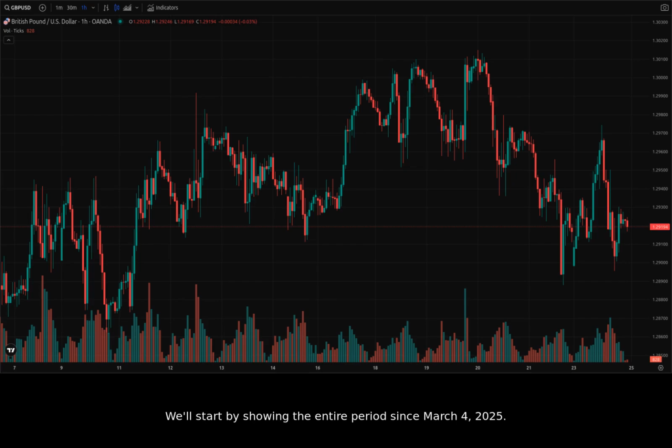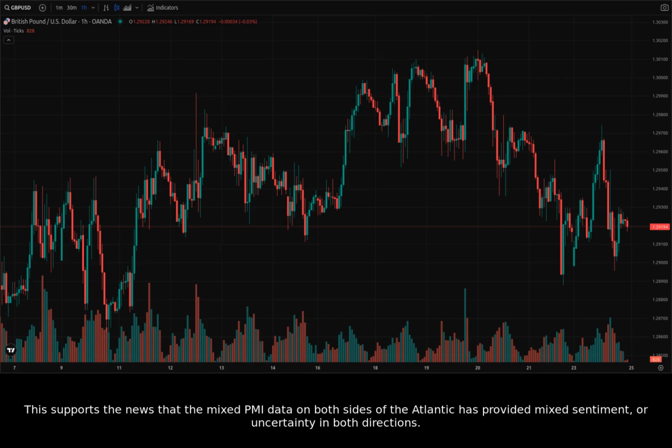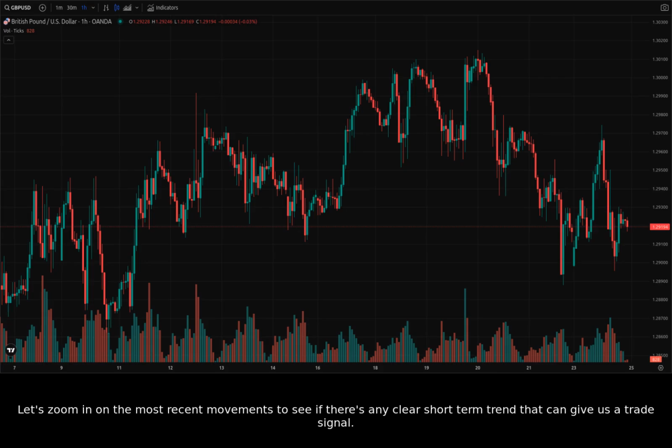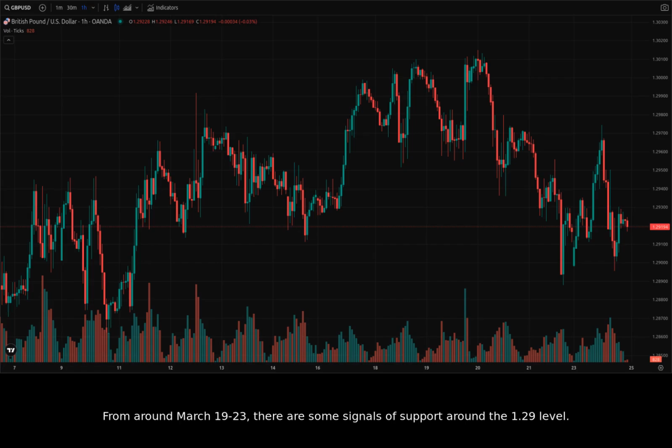We'll start by showing the entire period since March 4, 2025. Looking at the hourly chart, we see significant volatility with no clear trend in the last several days. This supports the news that the mixed PMI data on both sides of the Atlantic has provided mixed sentiment or uncertainty in both directions. Let's zoom in on the most recent movements to see if there's any clear short-term trend that can give us a trade signal. From around March 19th to 23rd, there are some signals of support around the 1.29 level.